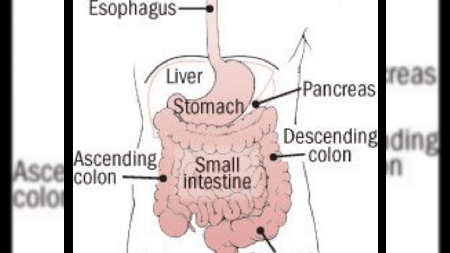The gastrointestinal tract is made up of the stomach, the esophagus, and the small and large intestines. You have an ascending colon and a descending colon. The ulcers are usually found within the stomach or the duodenum, which is part of the small intestine.